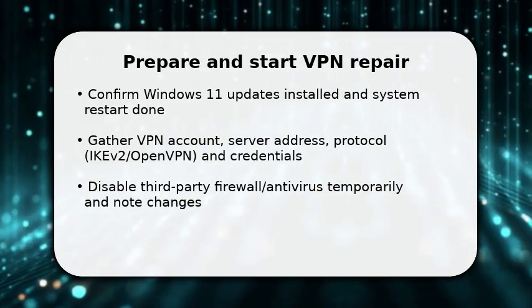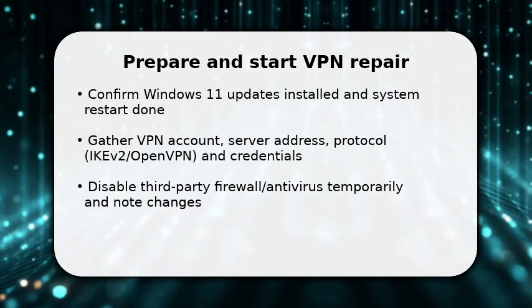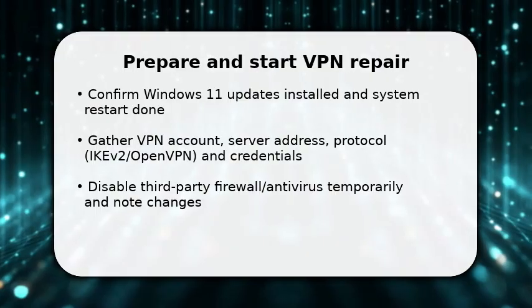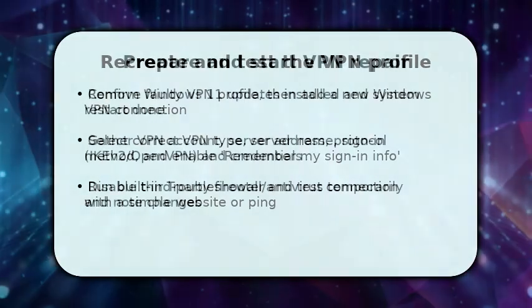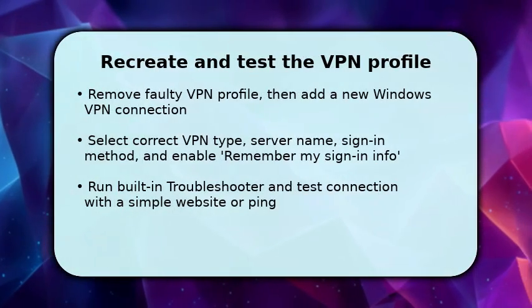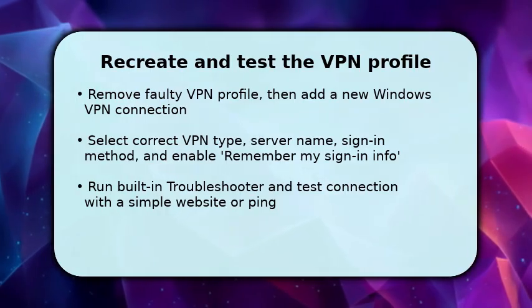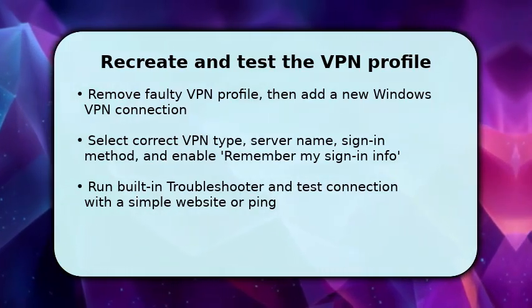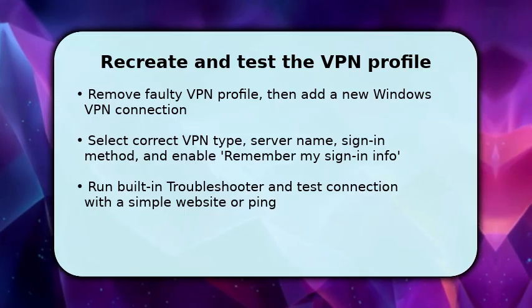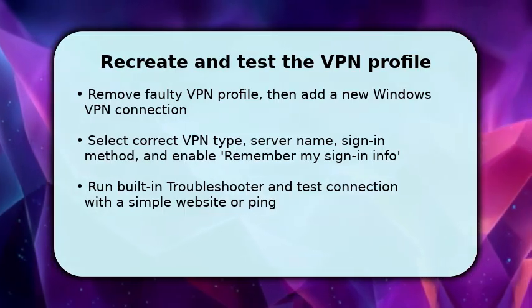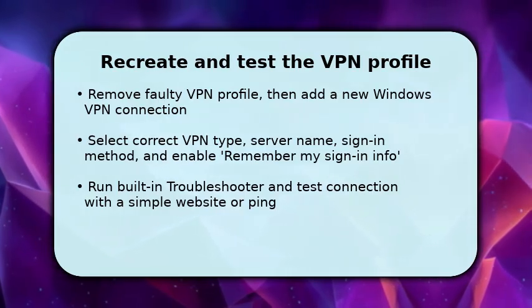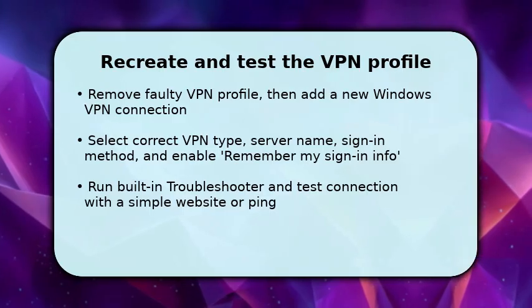Once done, open the built-in network and internet settings so you're ready to recreate or edit the VPN profile. Now recreate and test the connection step by step. Remove the existing VPN profile in Settings VPN, then add a new connection choosing the correct VPN type like IKEv2 or L2TP and entering the precise server name. Choose the appropriate sign-in method and enable Remember my sign-in info if desired.